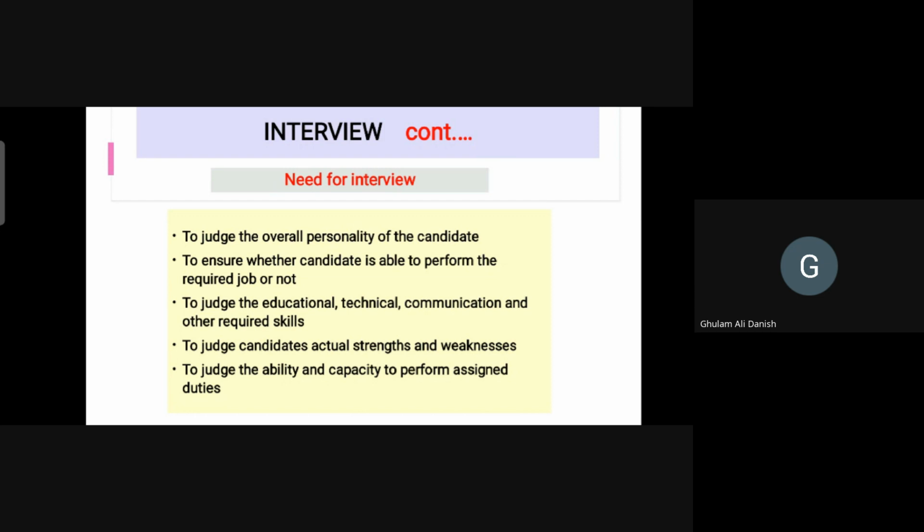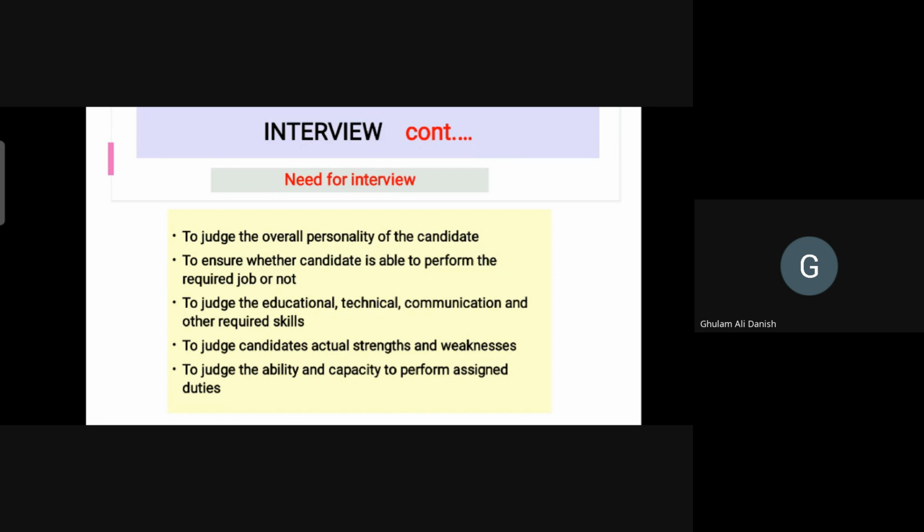his education and the required skills for that profession, whether he is proper and competent or not. All these things are required. Apart from that, the next point is to judge your strength as well as weakness. That is why we hold an interview. And also the ability and capacity to perform your duties. Those are the required segments of an interview.